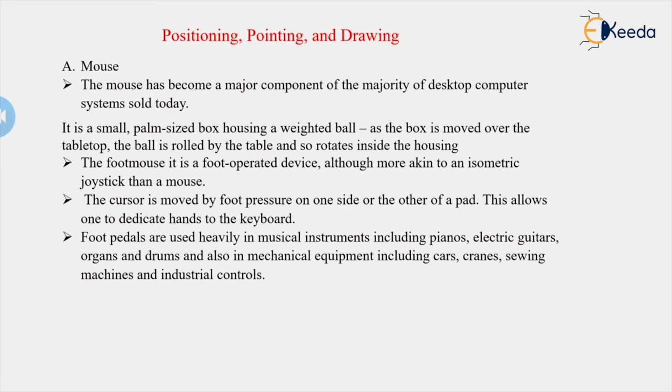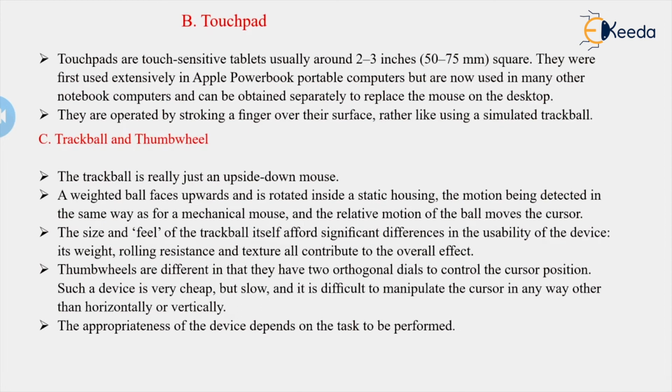A mouse operates in a planar fashion. And there is also the joystick, an isometric joystick, unlike the mouse. The cursor is moved by foot pressure if there is one dedicated to the keyboard, and there are foot pedals. Foot pedals are used heavily with musical instruments. If you see the big pianos and the guitars, they are played by hand, but in a musical set, foot pedals are used to control your music and so on. Then next you have the touchpad.